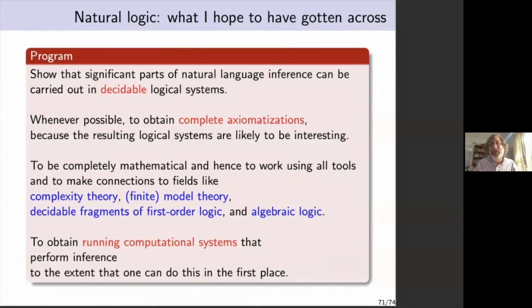So what I want to do here is to show that parts of natural language inference could be done in decidable logical systems that don't translate to first order logic. I'd like to see the axioms to get a complete axiomatization. I want to make connections to all of the fields of logic, like complexity theory and finite model theory, decidable parts of first order logic, algebraic logic, all that kind of stuff. It should have a nice interaction with all this and computer science logic topics too.